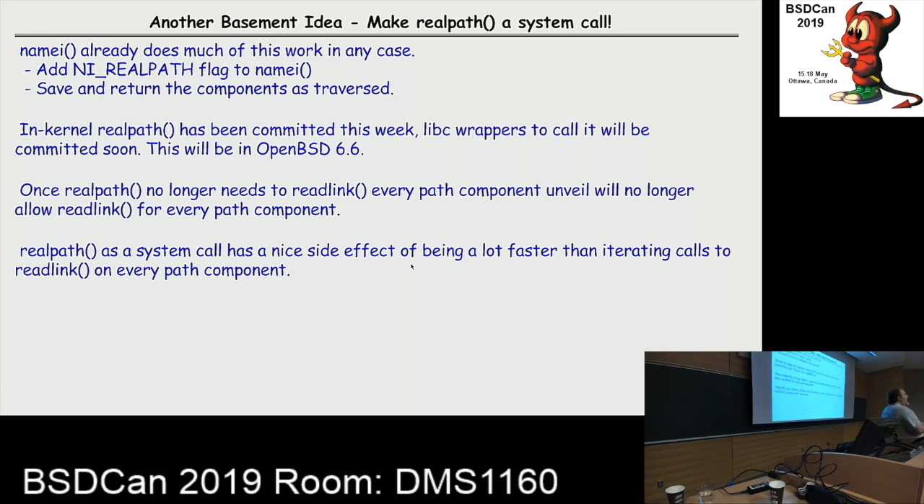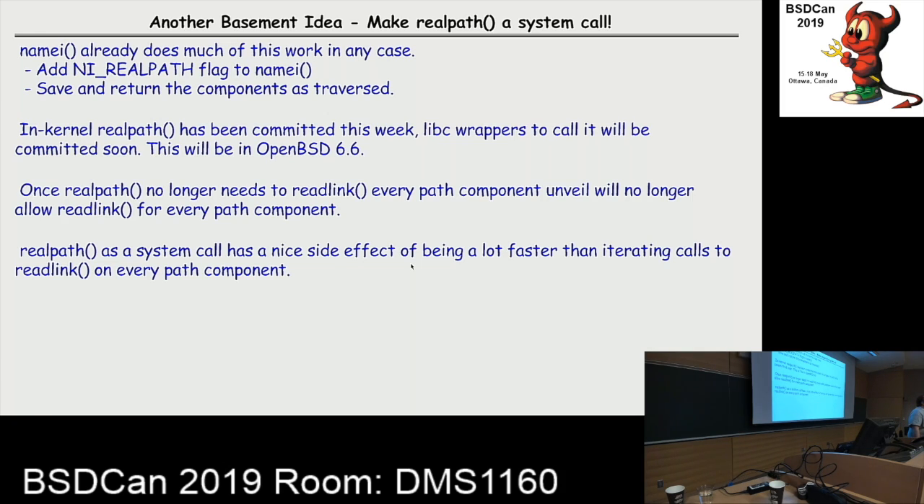So, hey, wait a minute. I've been spending the last few months digging and digging and digging in NameI and VFS lookup. NameI already does all this stuff that realpath is trying to do in userland. And not only that, I could do it with one system call instead of a system call for every component of the path. That's interesting. So we added a little NI realpath flag to NameI, and we added a little option so that NameI could pass in the NameI arg structure a place to save and return the path components of the canonicalized path that NameI looked up. So I actually committed that this week at the hackathon. So in kernel realpath is in OpenBSD now.